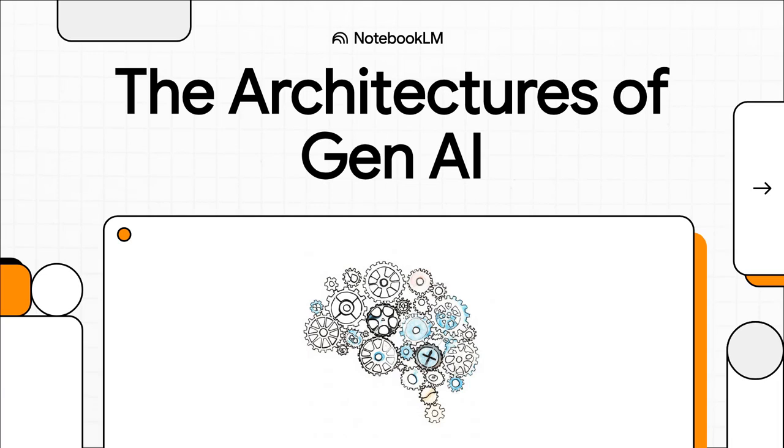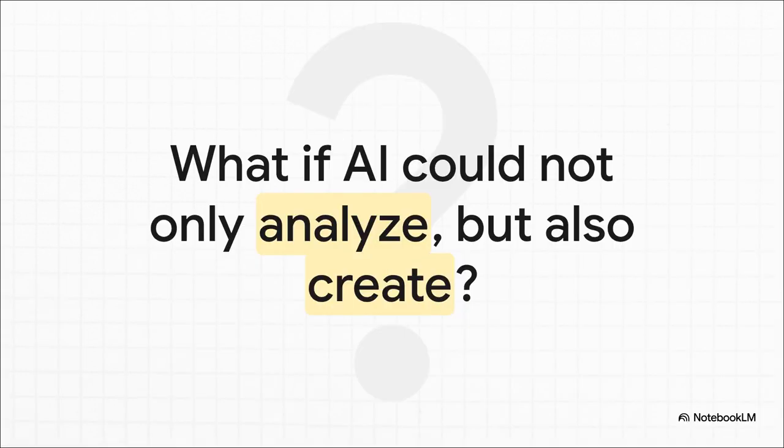Welcome to The Explainer. Today, we are diving deep and looking under the hood at one of the most transformative technologies out there, generative AI. We're going to break down the core blueprints that allow these incredible machines not just to learn, but to actually create. You know, for years, AI was really good at finding patterns and making predictions. It was all about analyzing what already existed. But now, a totally new wave is here.